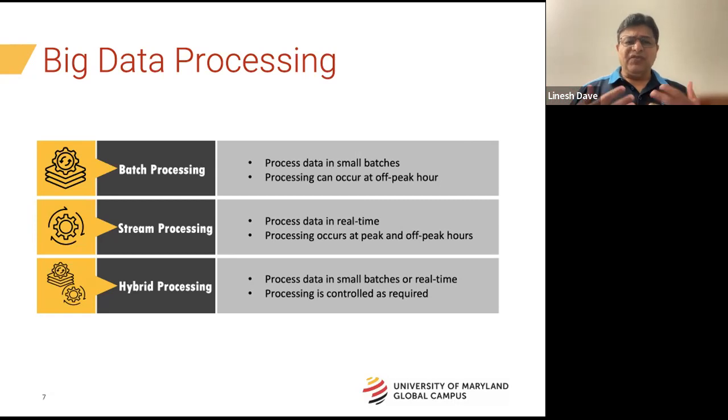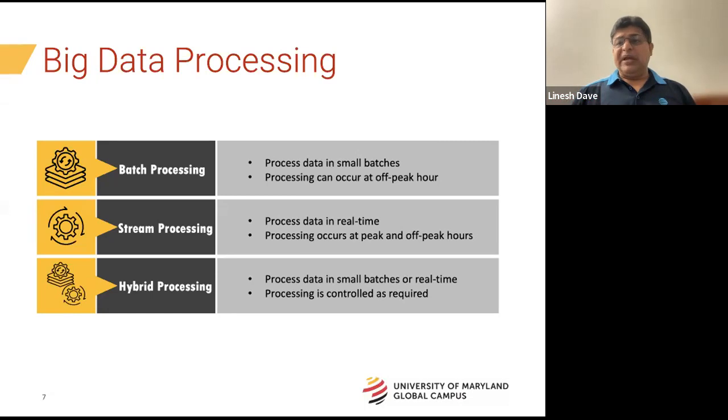And so here, you're processing data both in small batches and in real time, and processing is controlled as required. Now, in stream processing, it could be at peak or off-peak hours, because you have to react as and when the data comes. Here, it depends on whether you're doing things in a batch mode or a real-time mode, so you can control when you want to do it, or maybe it's on all the time. You are listening to the data all the time.